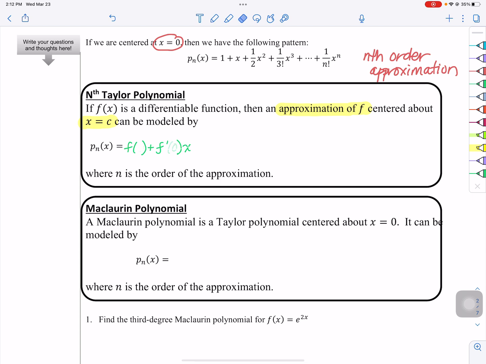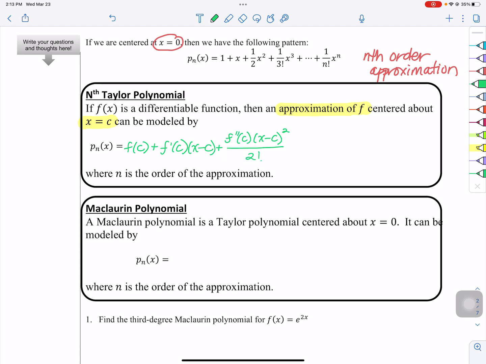Whoops, let me start over. I was working on the Maclaurin. f of c, so that's your function evaluated at c, plus f prime of c times x minus c, plus, and now we have the second derivative evaluated at c times x minus c squared over 2 factorial.